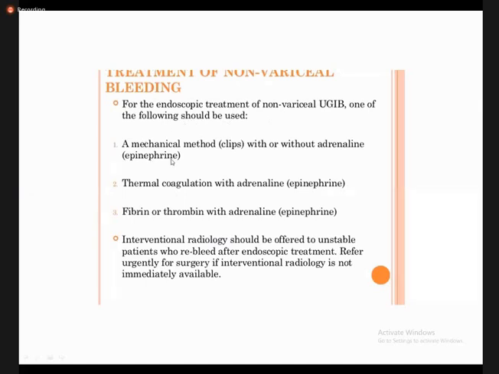So many treatments are available, like mechanical methods such as clips, and injection with adrenaline or epinephrine, then thermal coagulation, fibrin or thrombin with adrenaline. Then sometimes if the bleeding is not controlled with all of these, then interventional radiology, which we have discussed. First we have to give them angiography, then angiographic therapeutic treatment to control the bleed. So interventional radiology should be offered to unstable patients who rebleed after endoscopic treatment, and refer urgently for surgery if radiology is not available, or they are unable to identify the source or unable to stop the bleeding.